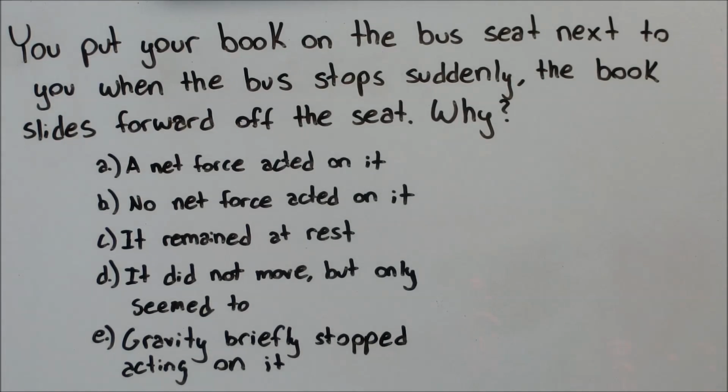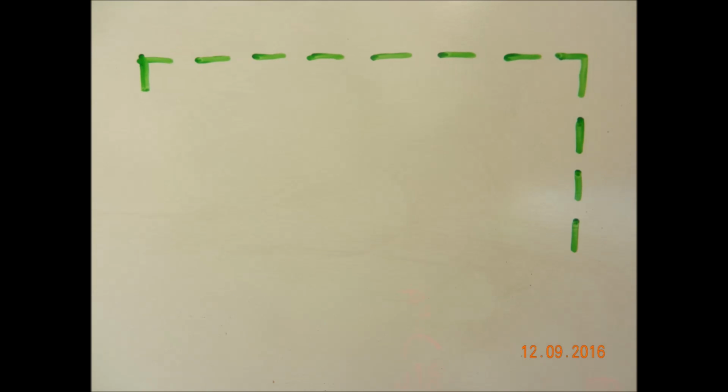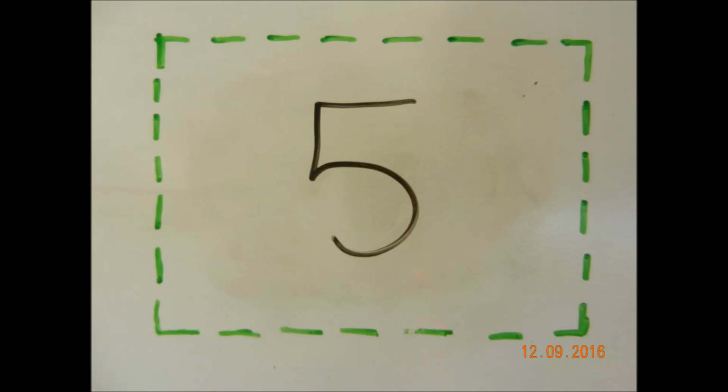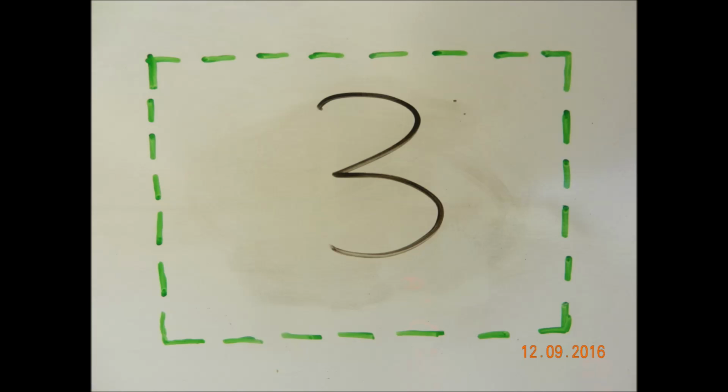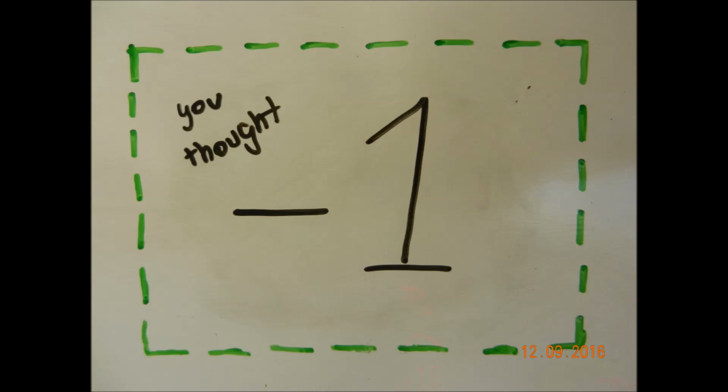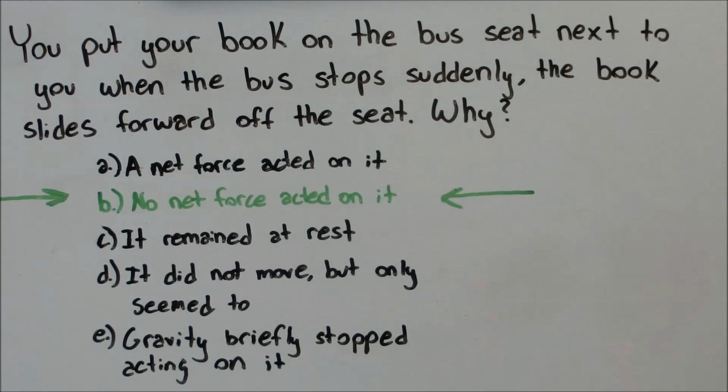A net force acted on it. No net force acted on it. It remained at rest. It did not move, but only seemed to. Gravity briefly stopped acting on it. No net force acted on it. Congrats if you got it right. If not, let's explain the scenario.